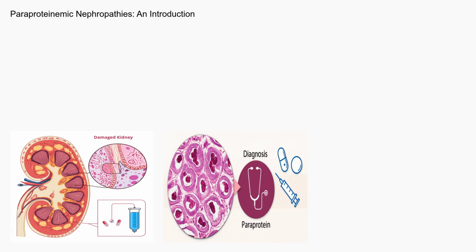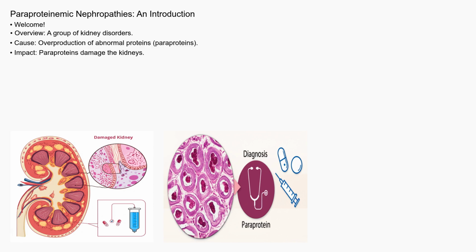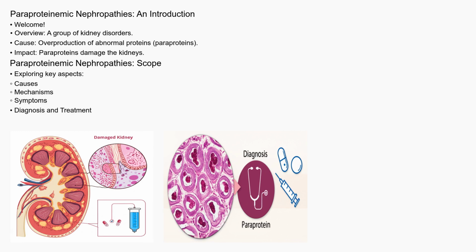Hello and welcome. Today we're diving deep into a complex group of kidney disorders called paraproteinemic nephropathies. These conditions arise from an overproduction of abnormal proteins known as paraproteins, which then wreak havoc on the kidneys. We'll explore the causes, mechanisms, symptoms, diagnosis, treatment, and more, shedding light on these often underdiagnosed diseases.